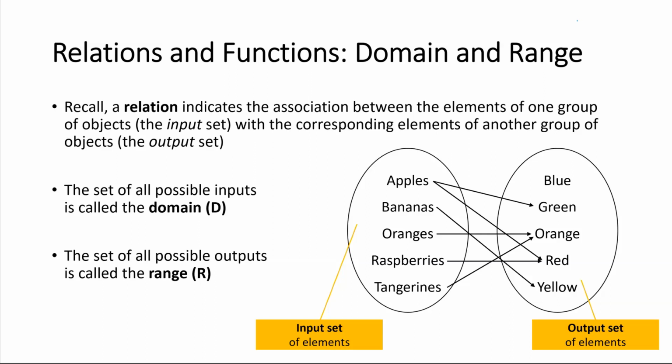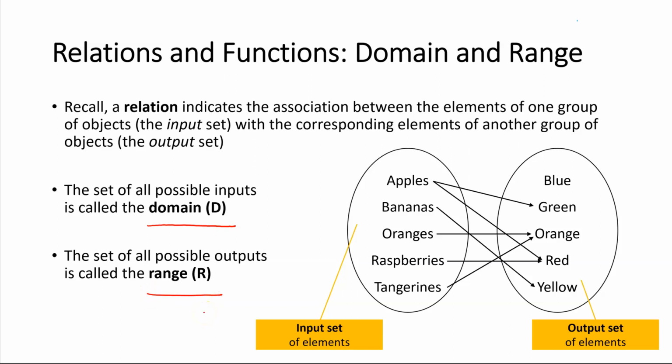So in the previous lesson, we talked about relations, and now we're going to talk about the domain and the range of relations. Just to recall, a relation indicates the association between elements of one group of objects, that'd be your input set, with the corresponding elements of another group of objects in the output set. The set of all possible inputs is called the domain. The set of all possible outputs is called the range.